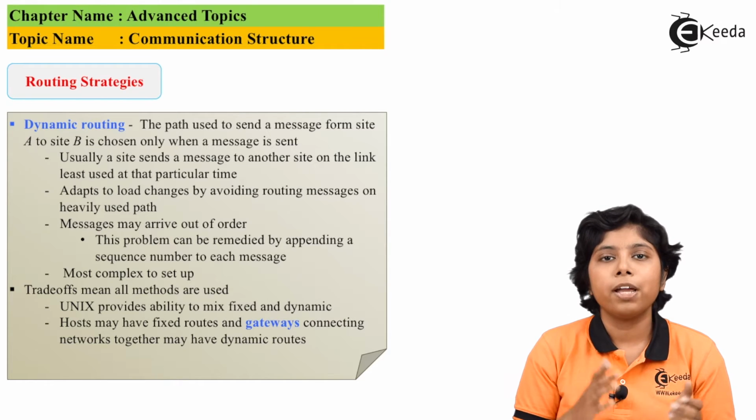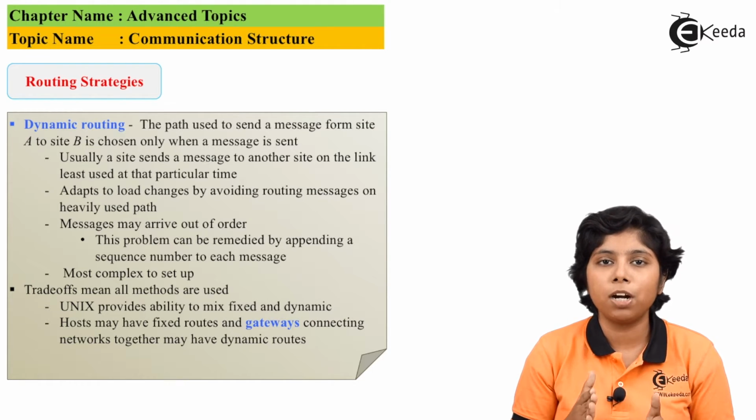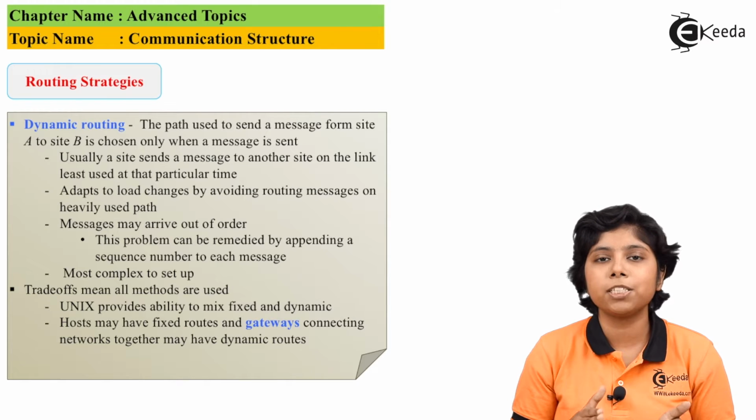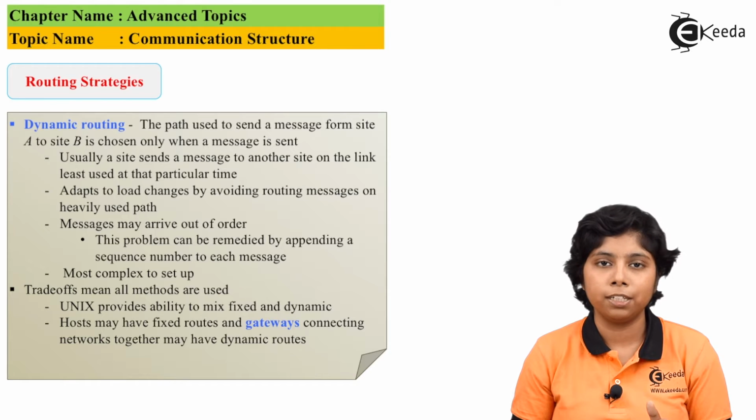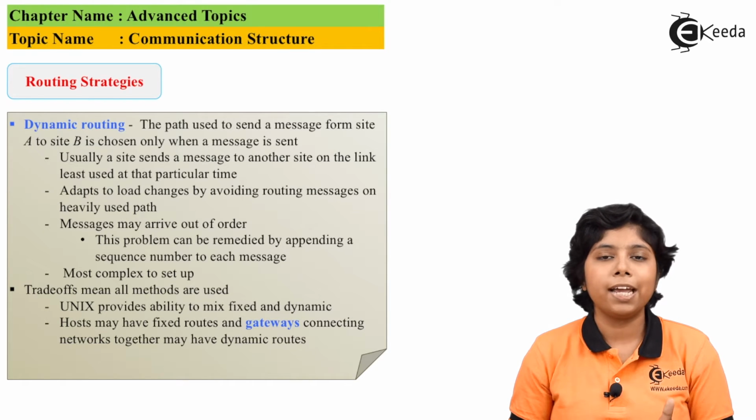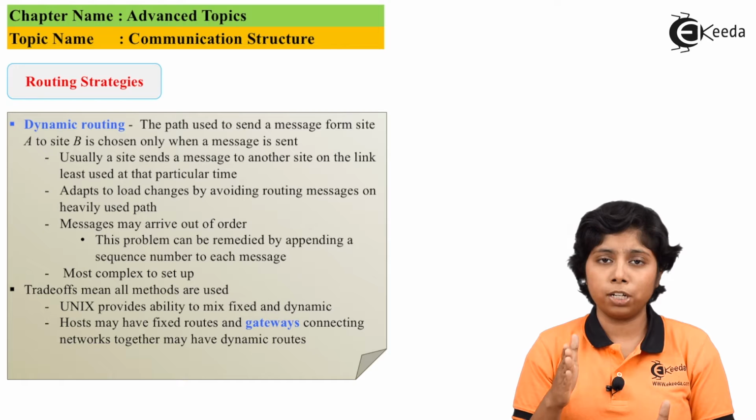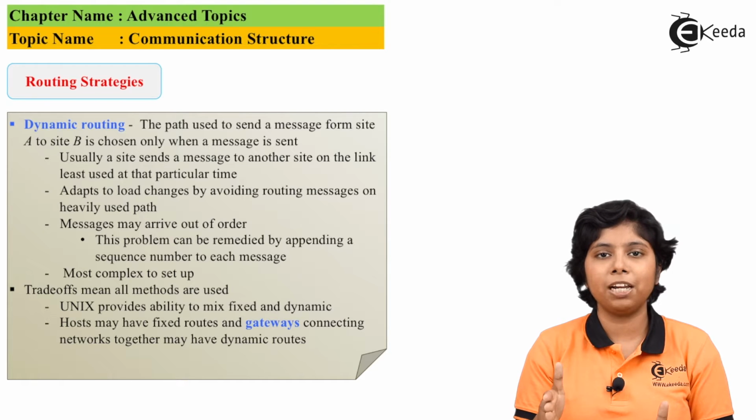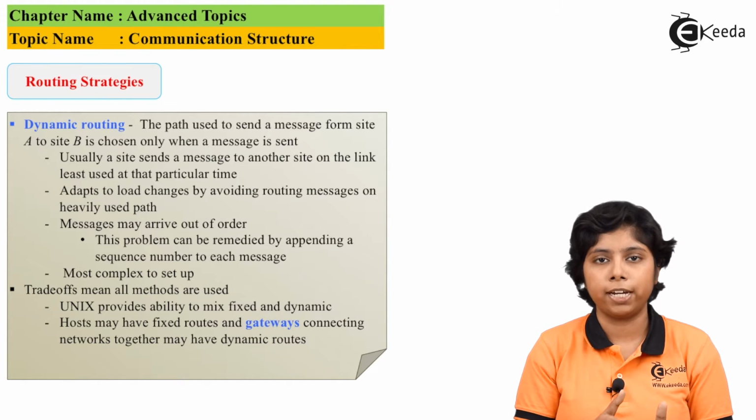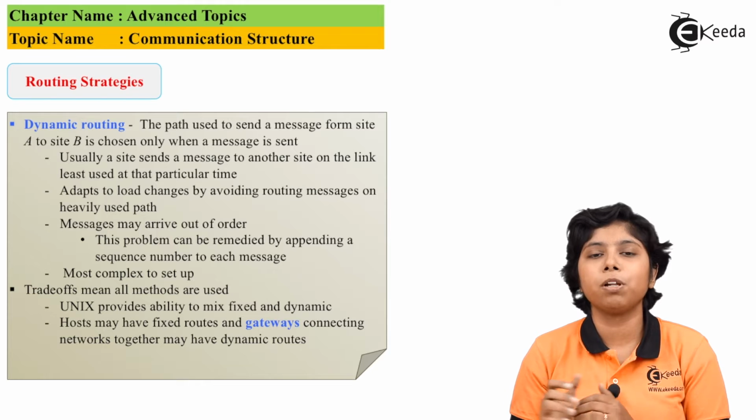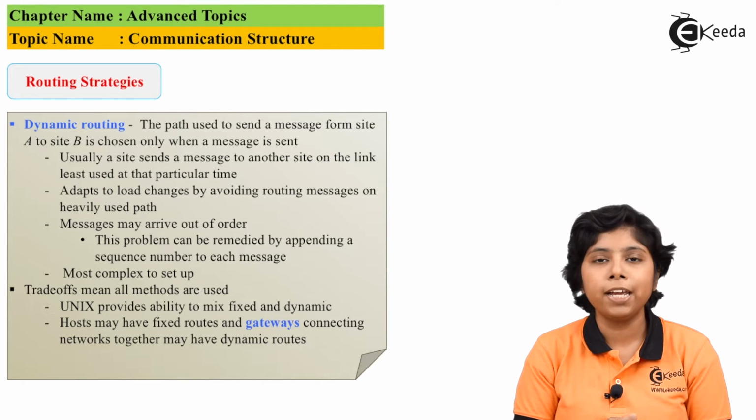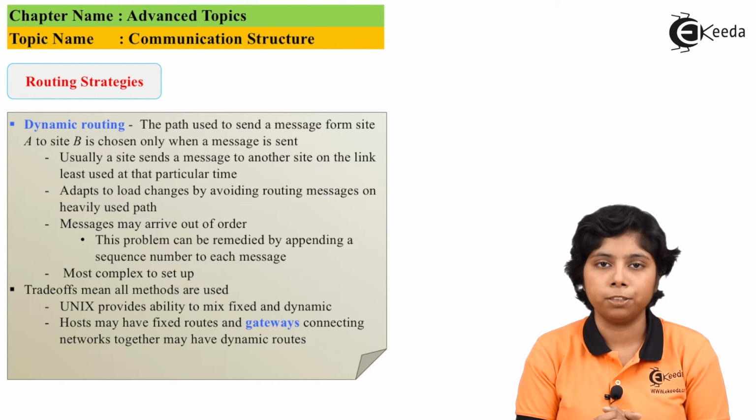Also, fixed and virtual routing assure that messages will be delivered in order, in the exact sequence they were sent. But for dynamic routing, there is no assurance that messages will be delivered in the order they were sent. So a sequence number is attached to every message so that when the messages arrive at the server side, they can be put in proper order.